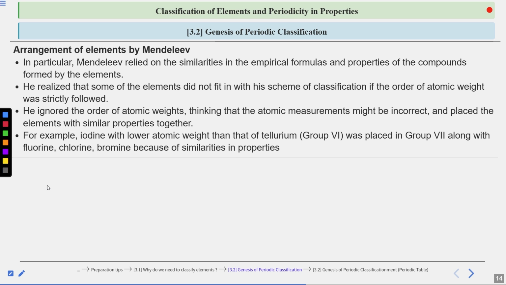So he saw that iodine has a smaller weight than tellurium, but he put the iodine after tellurium to keep the iodine in the same line where fluorine, chlorine, and bromine, which are the halogens, could be kept. I hope this is clear to all of you. So all these elements which have -1 as the valency are called the halogens, like fluorine, chlorine, bromine, and iodine.